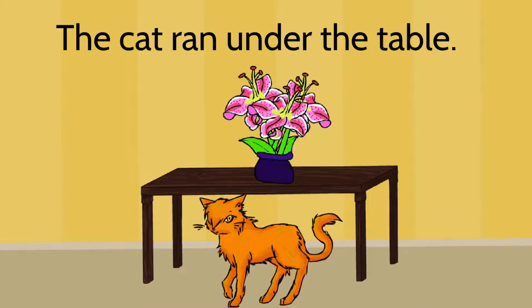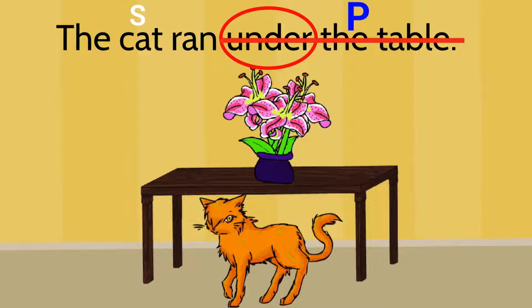The cat ran under the table. Pause the video and write down the prepositional phrase. Then write down the subject and the verb. If you said that under the table is the prepositional phrase, then you are correct. Cat is the subject and ran is the verb.